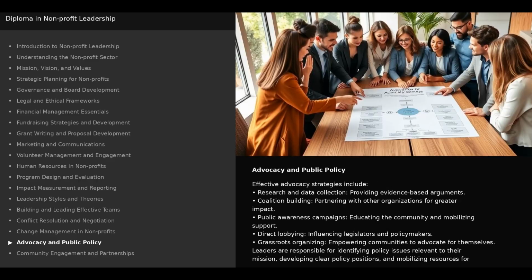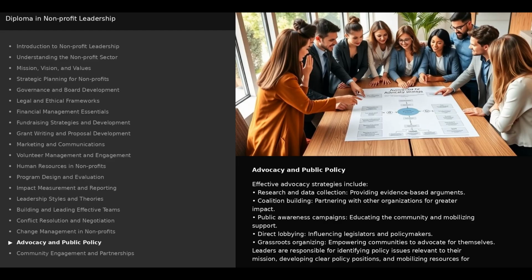Effective advocacy strategies include research and data collection, providing evidence-based arguments, coalition building, partnering with other organizations for greater impact, public awareness campaigns, educating the community and mobilizing support, direct lobbying, influencing legislators and policymakers, grassroots organizing, empowering communities to advocate for themselves. Leaders are responsible for identifying policy issues relevant to their mission, developing clear policy positions, and mobilizing resources for advocacy efforts.